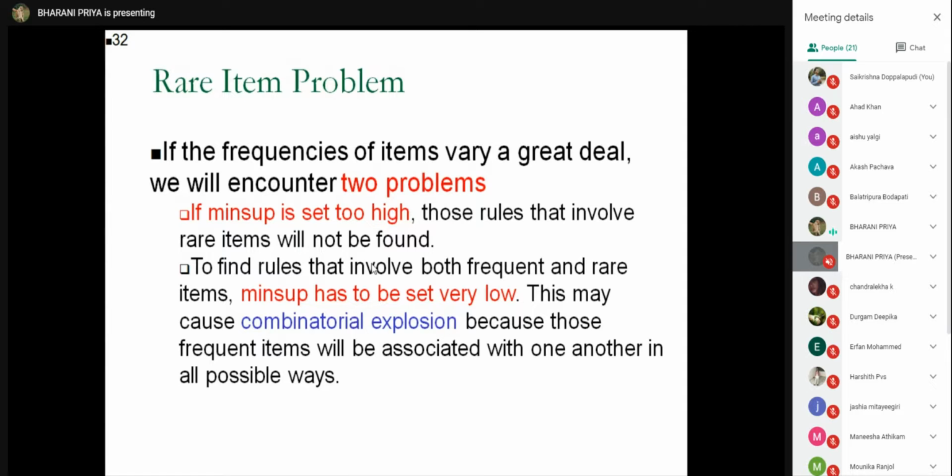One of the important questions: what is the rare item problem? If you have any doubt, ask me again. Shall I proceed?